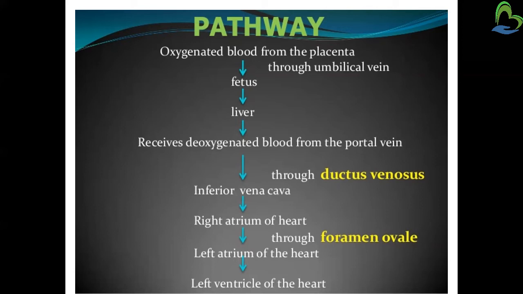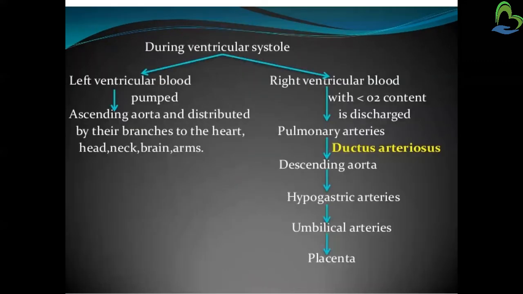And from the left atrium of the heart, it goes into the left ventricle of the heart. So this is the whole pathway of the fetal circulation. And from the ventricles, during ventricular systole, it is divided into two: left ventricle blood and right ventricle blood.